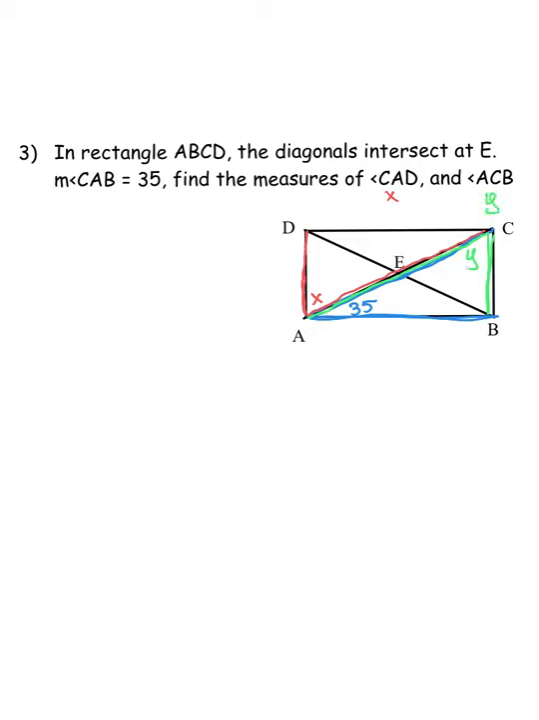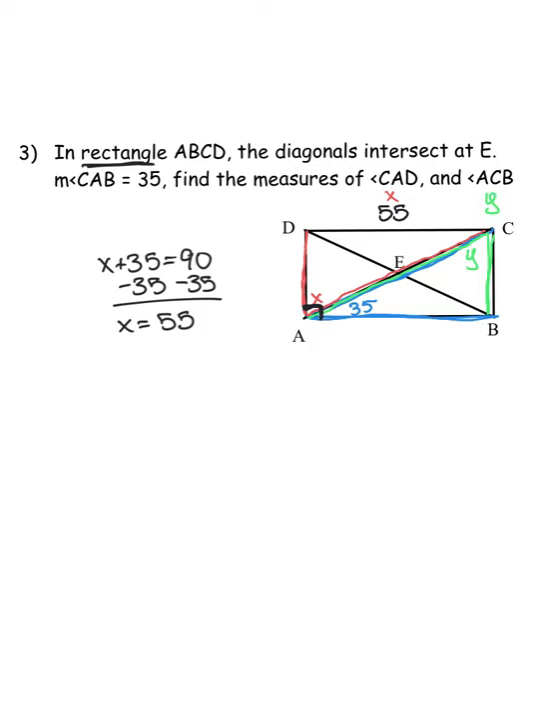So if I wanted to find the red angle, which is angle X, since I am told that I have a rectangle, I know that this has to be a 90-degree angle. So I can say X plus 35 equals 90. If I subtract 35 from each side, I get X equals 55. So CAD is 55.